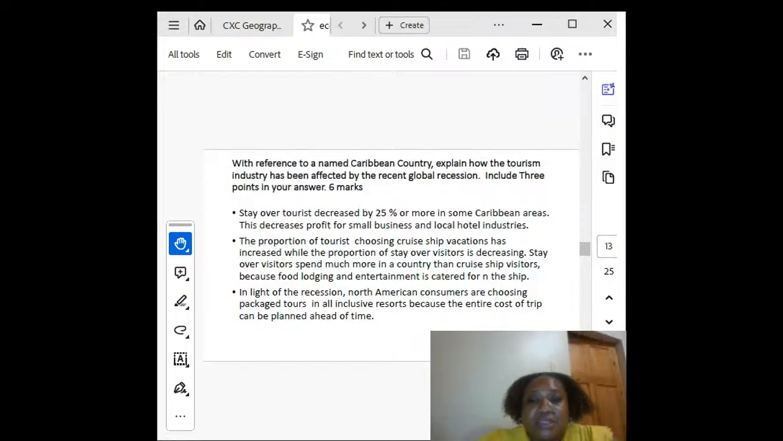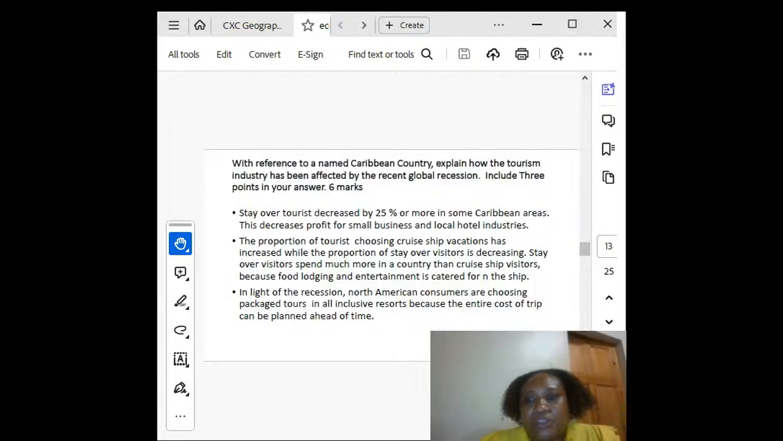So you would see that tourists decreased by 25% or more in some Caribbean areas, decreased profit for small businesses and local hotel industry. So with the recession, people have less disposable income, which means that traveling, right, may not be prioritized. So that is why you saw a decrease in tourist arrivals in many of the countries.